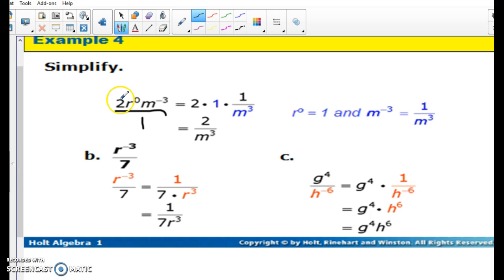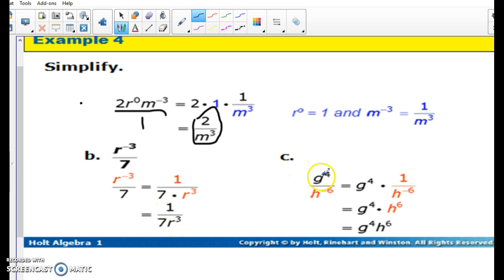So now 2 times 1 is 2. That's where this 2 comes from. And m to the negative 3rd power switches sides, goes from the top down to the bottom. So the m to the 3rd is on the bottom. So this is going to be our final answer right here. Okay, same thing here. R to the negative 3rd power. Well, that negative 3 can't be there, so it's going to switch sides, so it's going to go down to the bottom. 7 is fine staying down there, so it'll stay down there. So it's 7 times r to the 3rd power on the bottom. You need to have something on top. You just can't have a fraction with a 0 on top. So the 1 goes to the top.